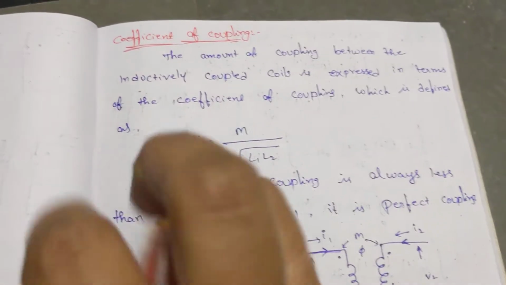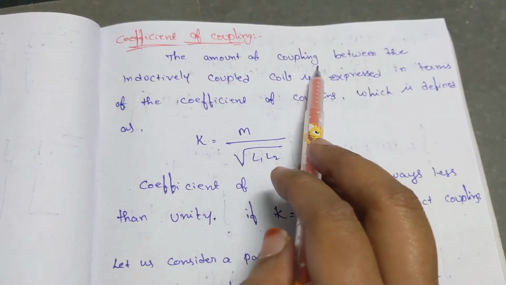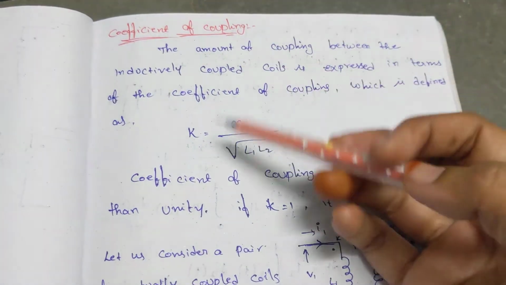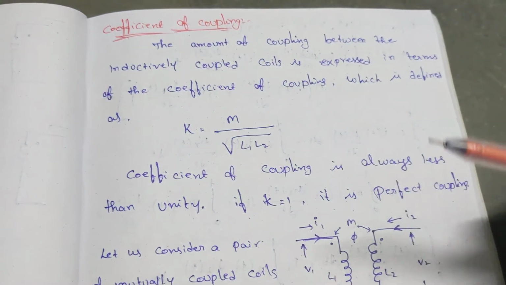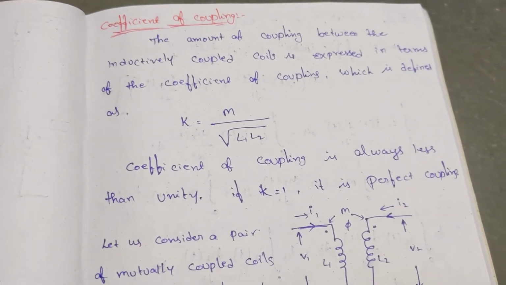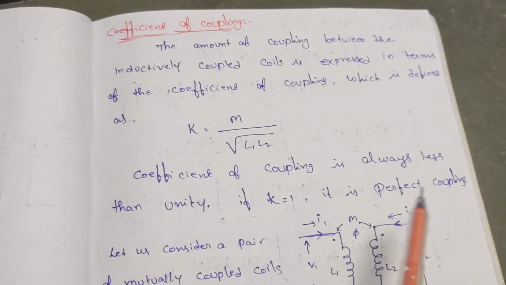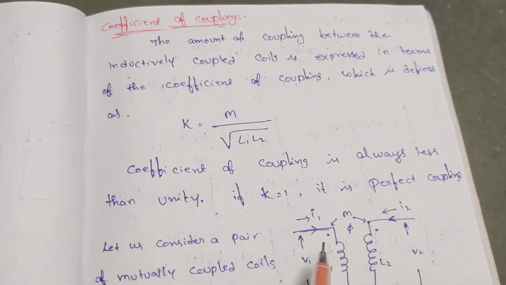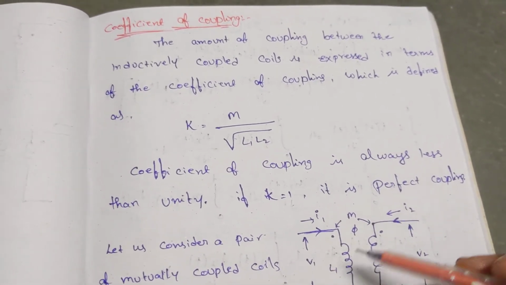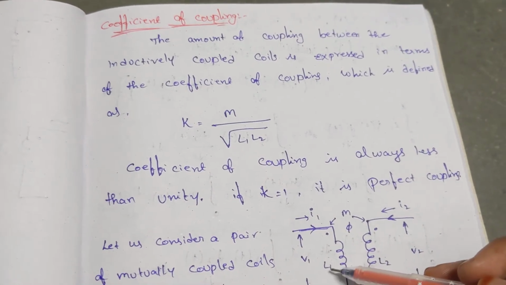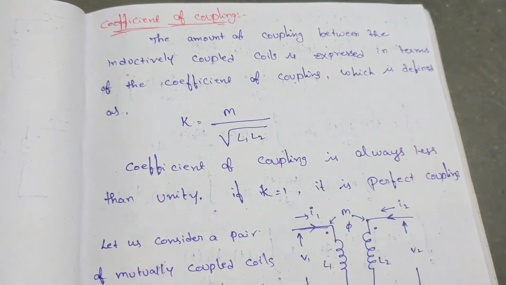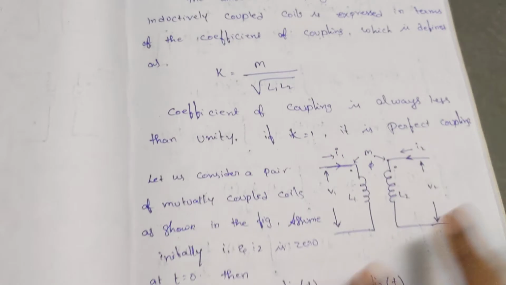The amount of coupling between the inductively coupled coils, we are going to express in terms of the coefficient of coupling. We will see what the values are and how it is derived in this video. For perfect coupling, to develop inductance we require flux. So whatever flux of the first coil is completely transferred to the second coil, then this k value will be equal to 1. We will see that.